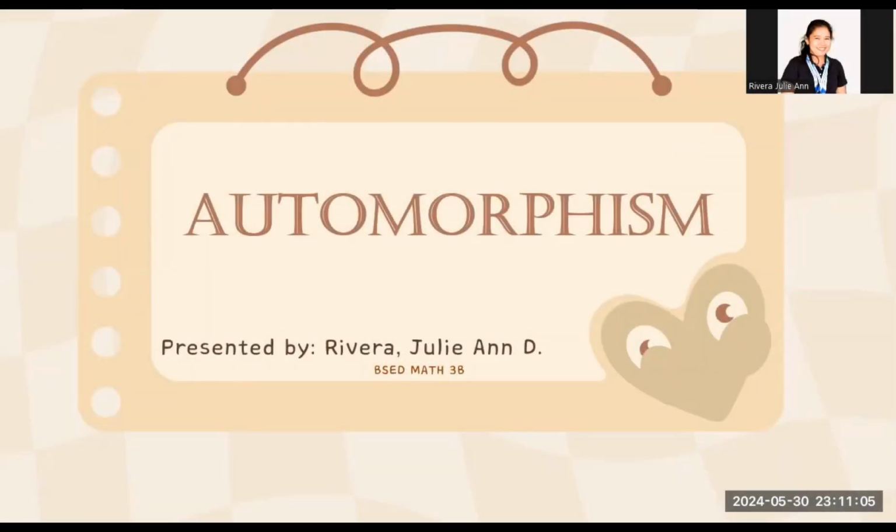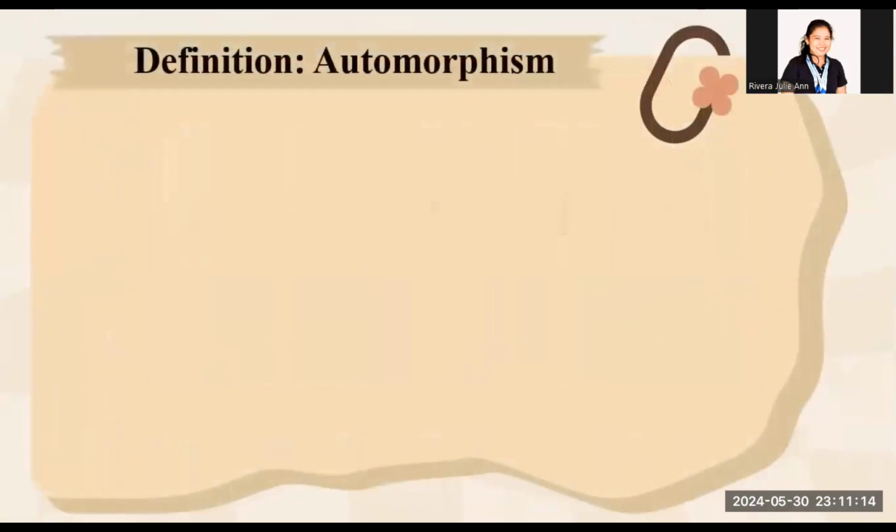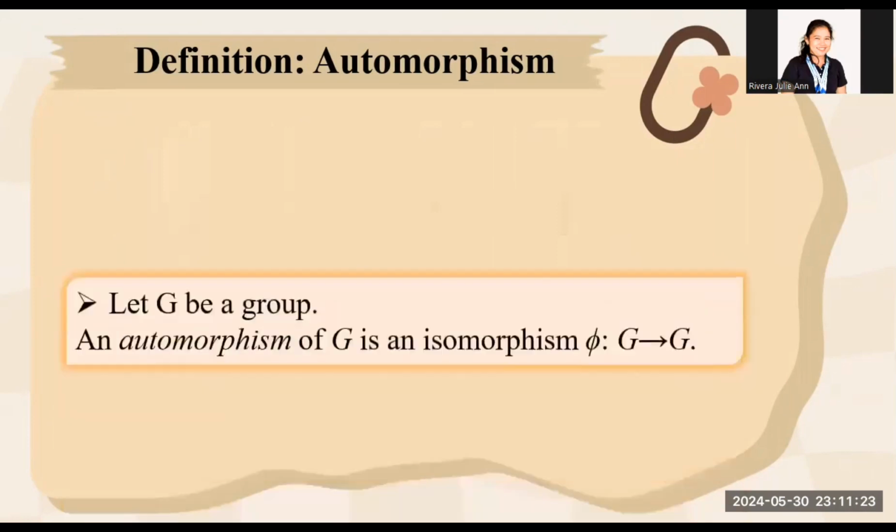Automorphism. By the way, I am Juna Rivera of BSN Math 3D. So first, we define what automorphism is. Automorphism comes from the Greek words auto, meaning itself, and morph, meaning shape. So a shape morphs to itself.